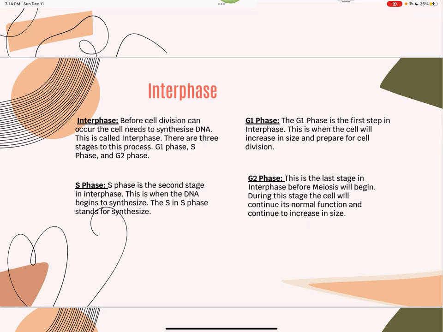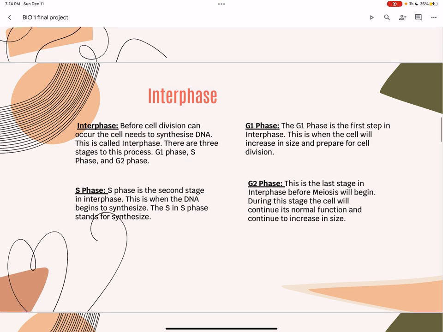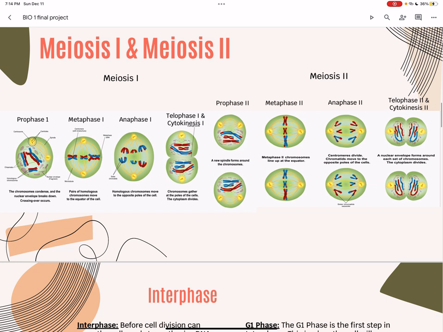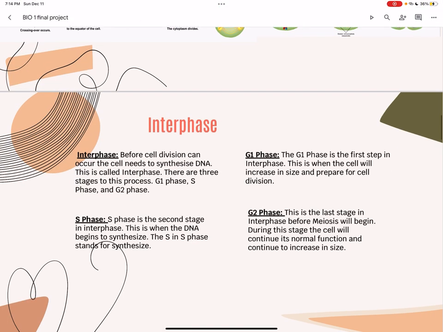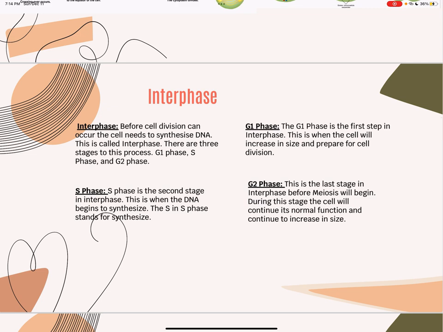So basically, interphase, which I should have said, happens even before meiosis can occur. Now, interphase is basically when the DNA is being synthesized, which you need, and the cell is literally growing. And so there are 3 phases.